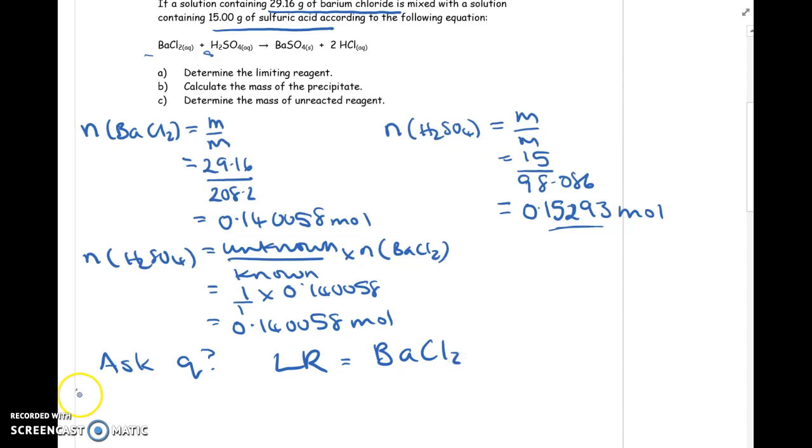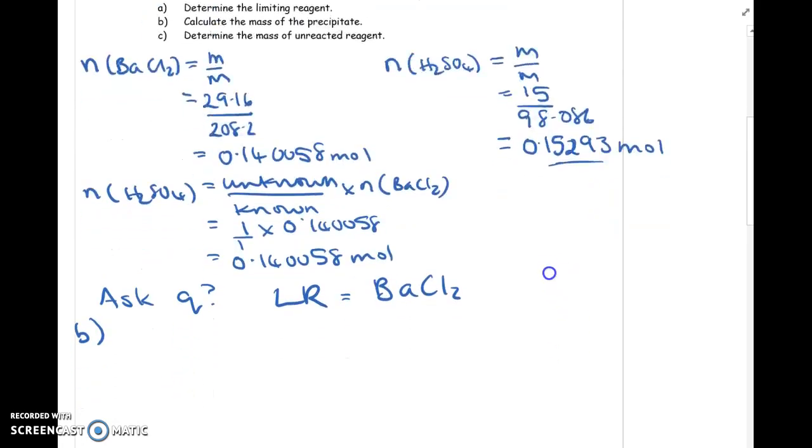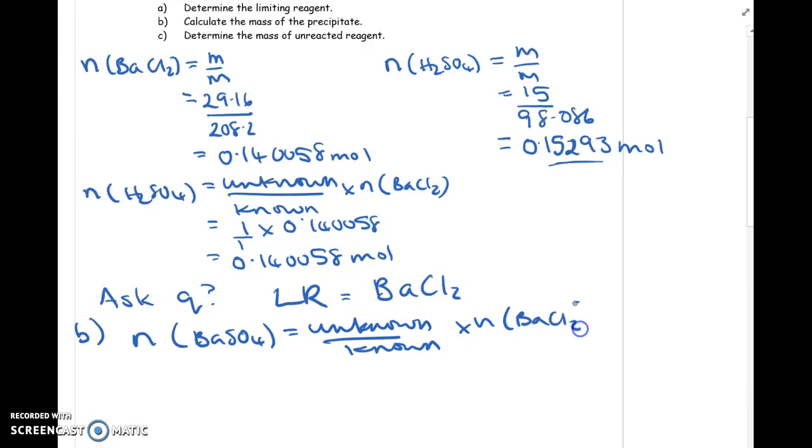So now we're up to part B. Calculate the mass of the precipitate. So our known must be the limiting reagent. So our known is the barium chloride and our unknown is the barium sulfate. So going back to our balanced chemical equation, the number of moles of barium sulfate will equal unknown over known times the number of moles of barium chloride, which was our limiting reagent.